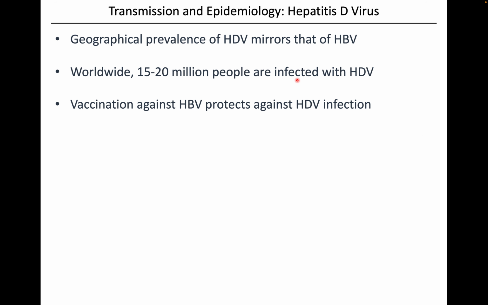So I won't show you the map, but you may get the impression from the fact that one vaccine can cover both these viruses. May not be surprising that the geographical distribution is very similar between hepatitis B and hepatitis D. And I already mentioned these 2 points.